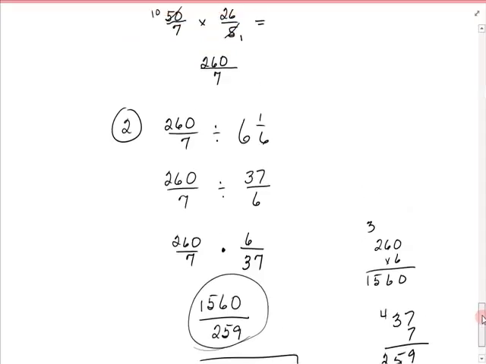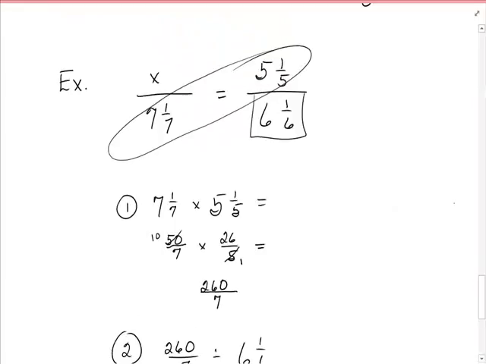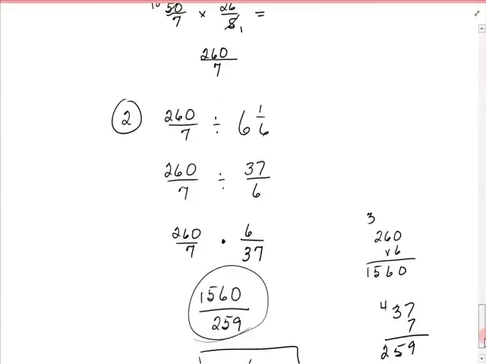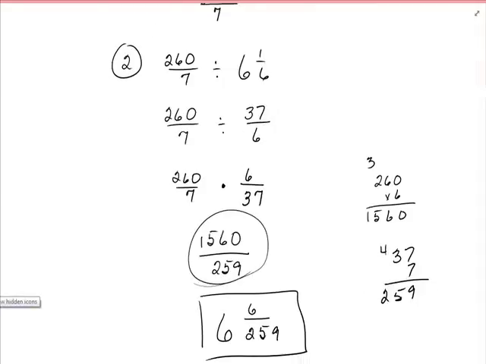So if you happen to have a proportion that has mixed numbers, it doesn't matter what kind of numbers they are. You multiply the diagonal that has 2 numbers and you divide by the third number. Okay? So you go work on your proportions.